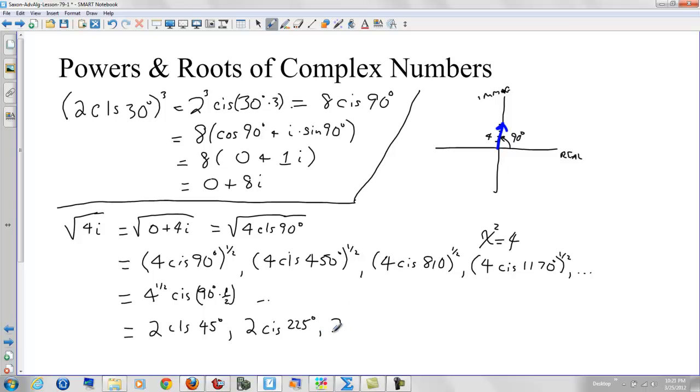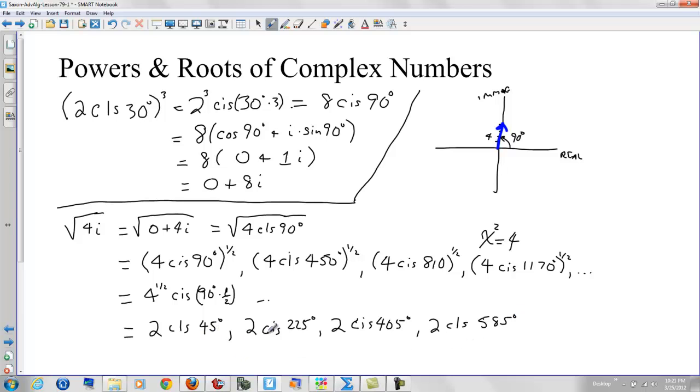And here 4 to the 1/2 again is 2. And 810 divided by 2 is 405. So that would be cis 405 degrees. And if I do this one, I get 2 cis 1170 divided by 2, which is 585 degrees.